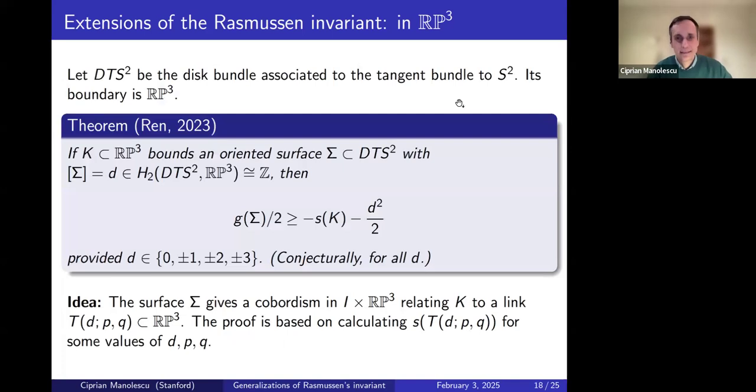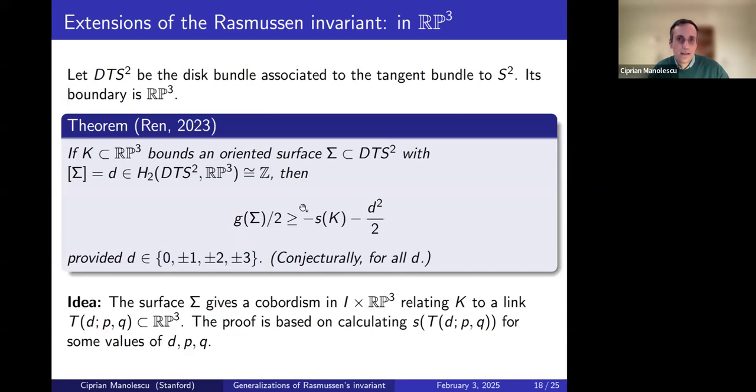Okay, now what else can we say from RP3? So before, for every 3-manifold that we discussed so far, we had a simplest 4-manifold with boundary, or several. But in the case of RP3, there's also a clear case of what should be the simplest 4-manifold with boundary RP3. It's the disk bundle for the tangent bundle to S2. Let's call it DTS2. Okay, so this has boundary RP3.